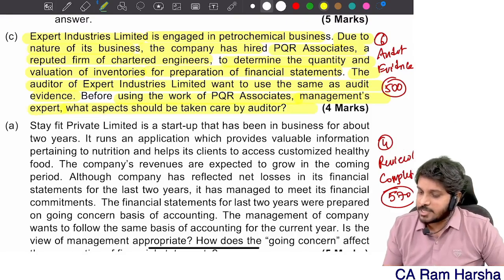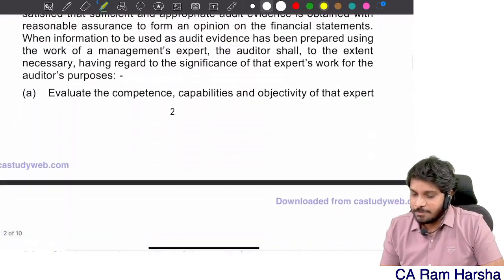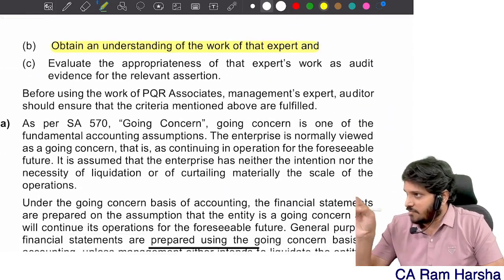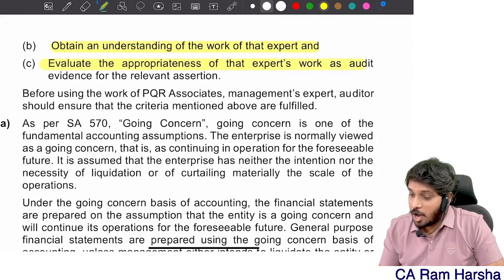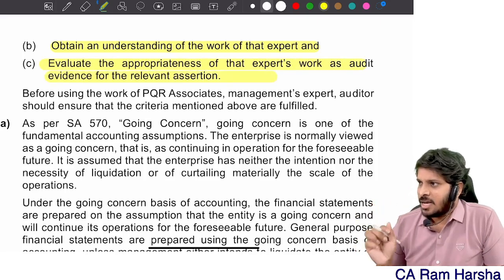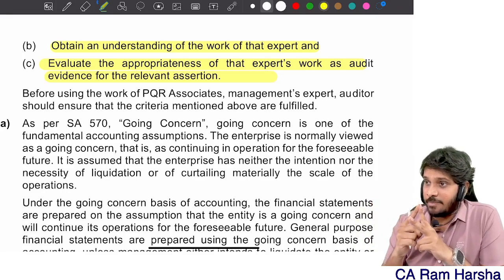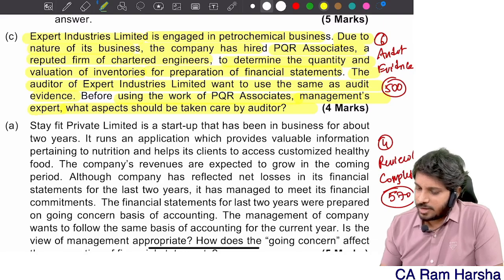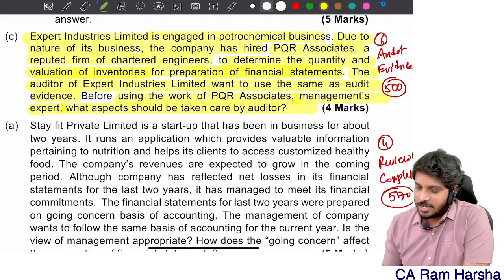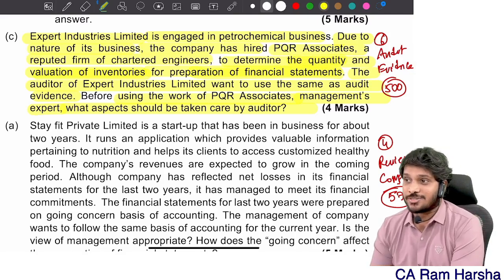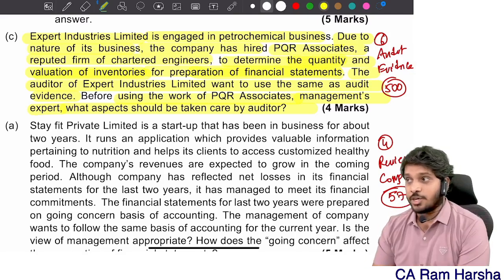Management expert, what aspect should be taken care of? Very simple. Evaluate the competence, capability, objectivity. Get an understanding of the work of the expert. Evaluate appropriateness of the work as evidence for the relevant assertion. Here, what assertion? Valuation they are checking mainly, and one more thing they are checking. One is valuation and preparation of financials. Okay, fine. Quantity. Determine the quantity. Quantity means existence. Valuation means value of the inventory. Two assertions they are testing.